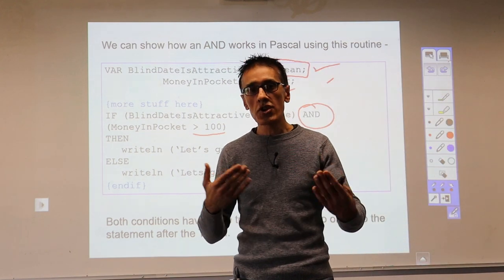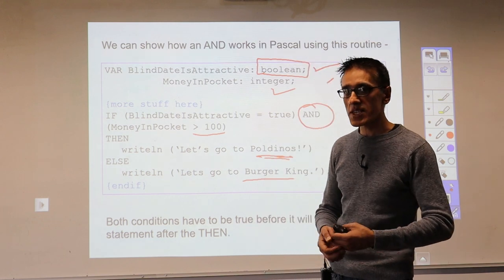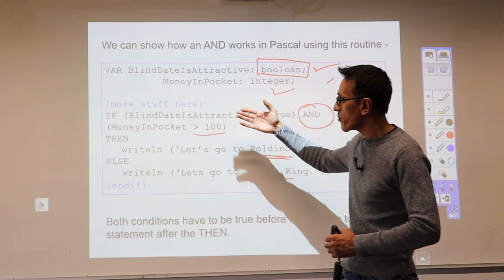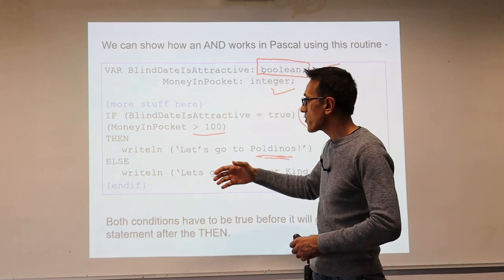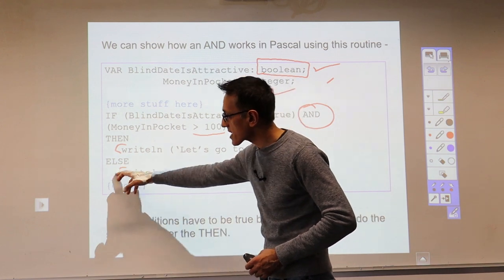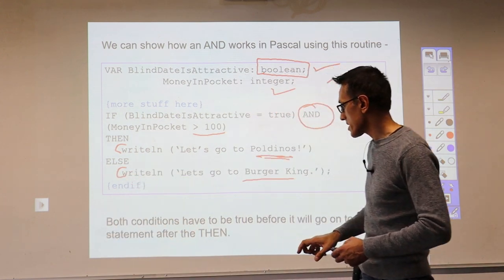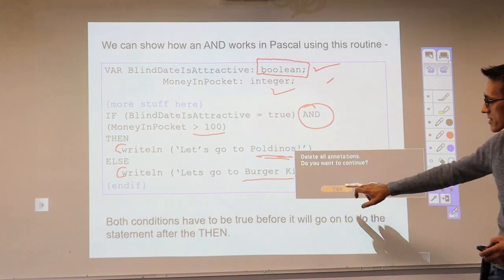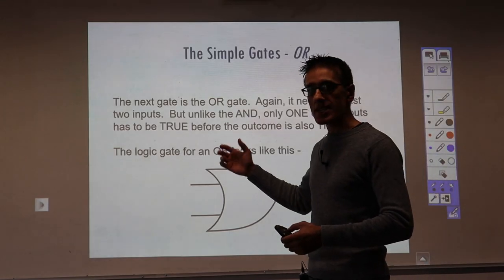So we're evaluating two expressions here, two values, both of which have to be true before this line of code can be executed. Otherwise, this line of code will be executed. So both conditions must be true before we can go on to complete this. Okay, on to the OR gate then.